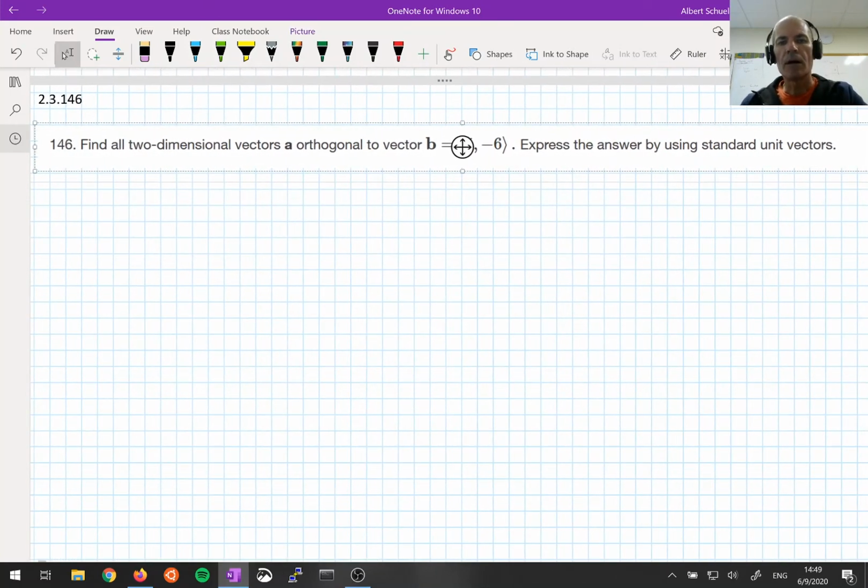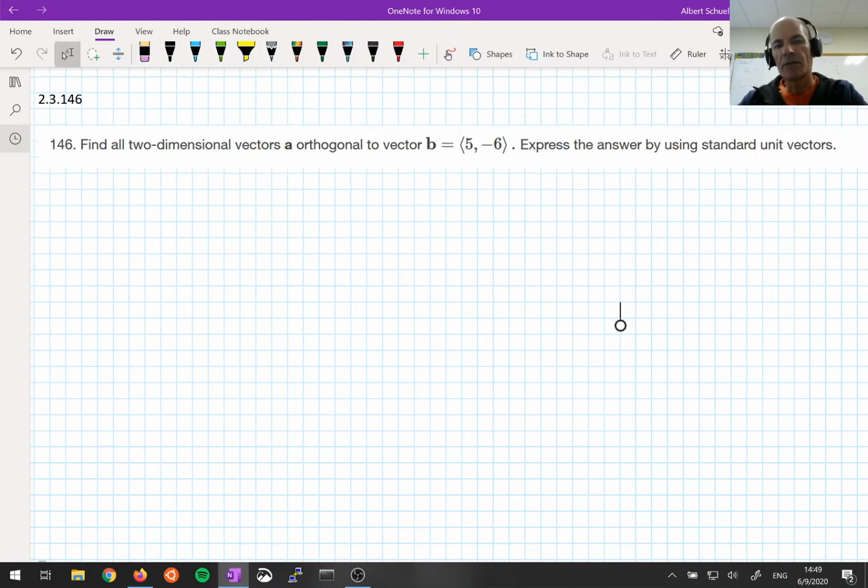All right. Well, look, if you're going to be a vector A and you're going to be orthogonal to B, what has to be true? Well, A dot B has to be 0. That's an if and only if. So we want A dotted with B to be 0.